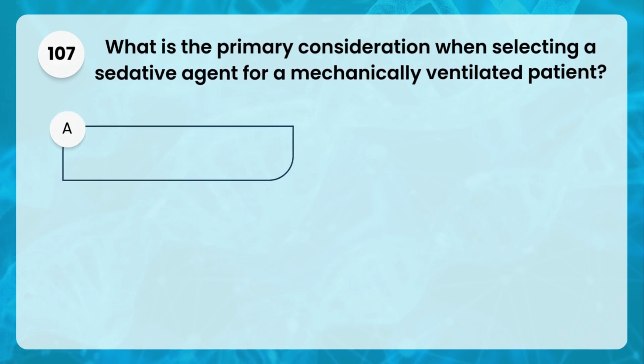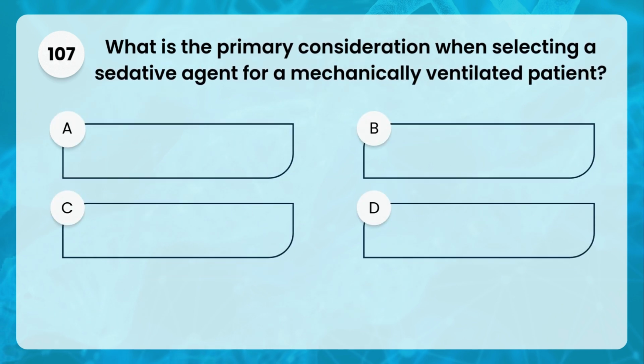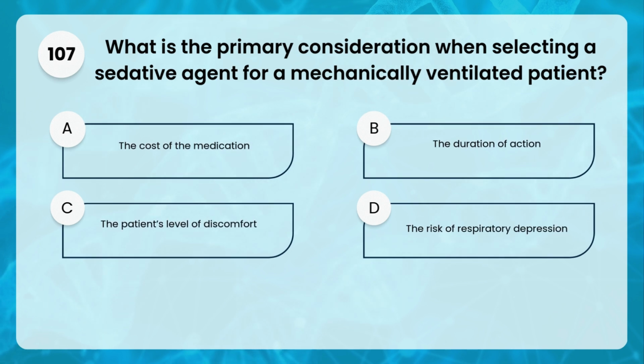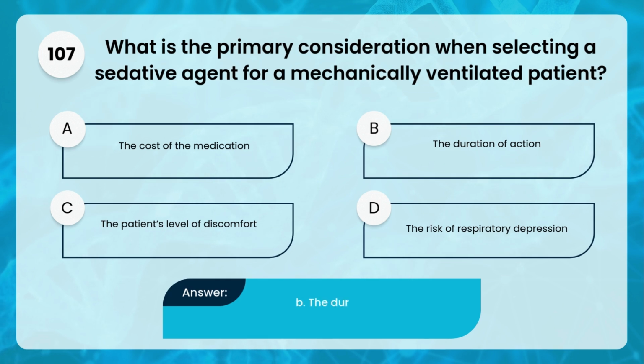Number 107. What is the primary consideration when selecting a sedative agent for a mechanically ventilated patient? A. The cost of the medication. B. The duration of action. C. The patient's level of discomfort. Or D. The risk of respiratory depression. The answer is B. The duration of action.